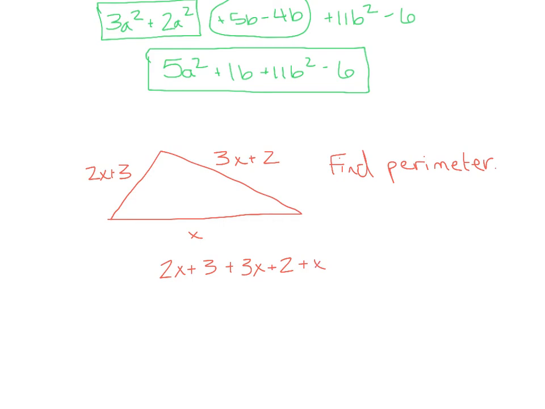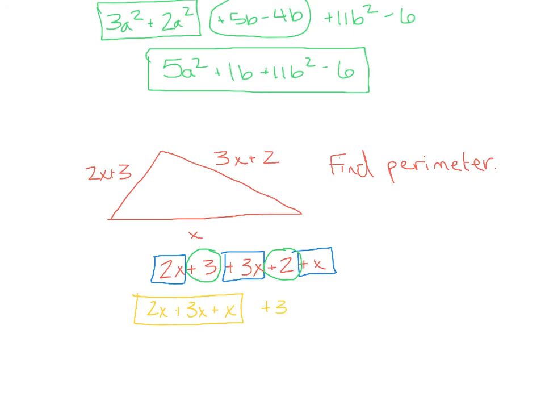Okay? So then I'm going to follow the same rules. I'm going to go through and identify all my like terms. 2x, positive 3x, positive x. Okay? Now I'm going to identify my other like terms. Plus 3 and plus 2. And remember, those are like terms because they're just whole numbers and they don't have a variable with them. So now I'm going to go box my like terms. 2x plus 3x plus x. Put those in a box. And then plus 3 plus 2. And I'm going to put those in a circle.